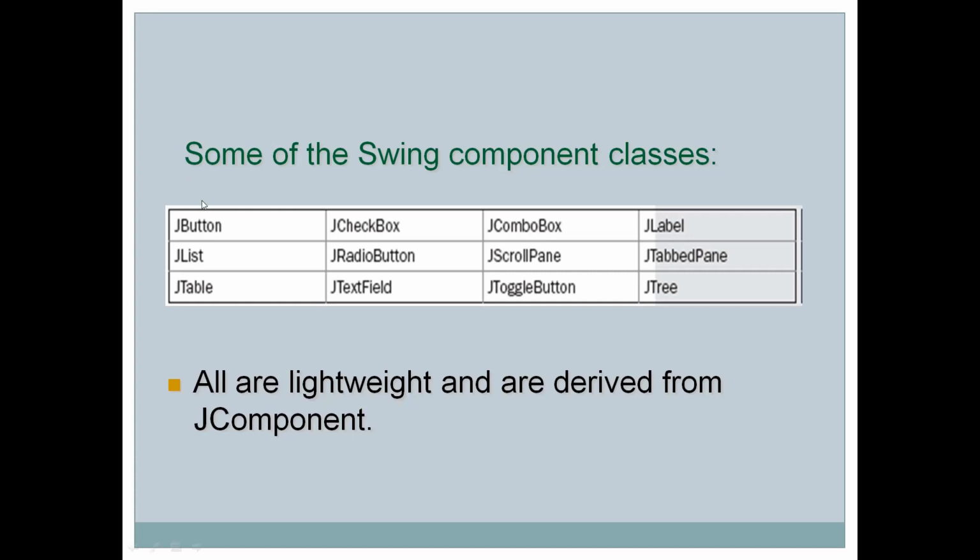The components are JButton, which we have already used in our example programs. We have JList, which is used to display a list of items, JTable, which is used to display a table of contents. Then we have checkbox, radio button, text field, combo box, scroll pane, toggle button, label, tabbed pane, JTree, and there are many more components in Swing.